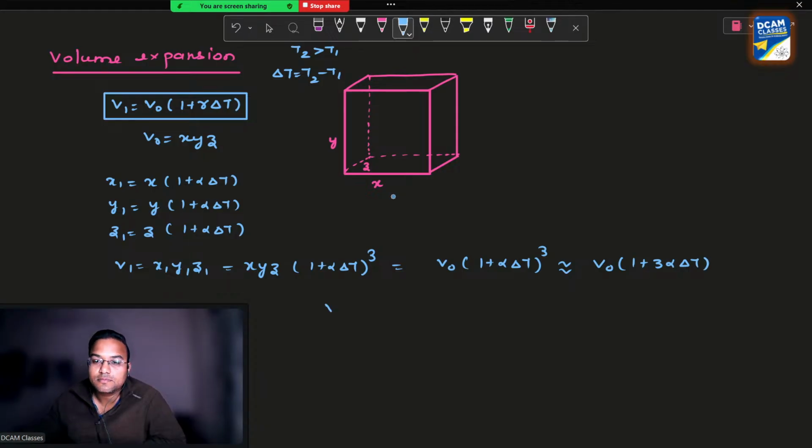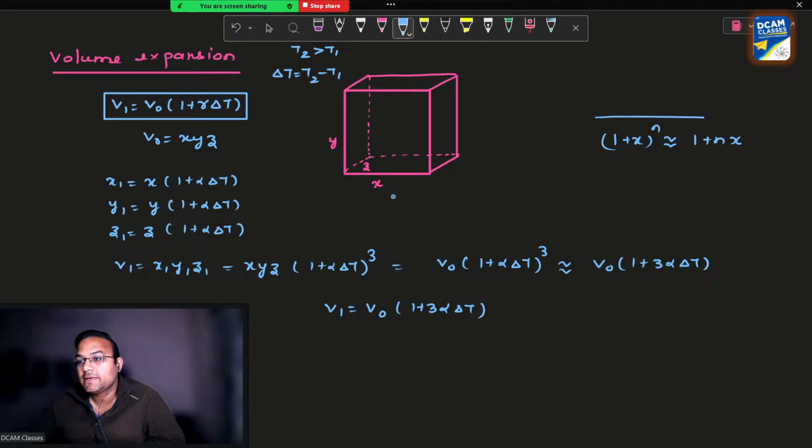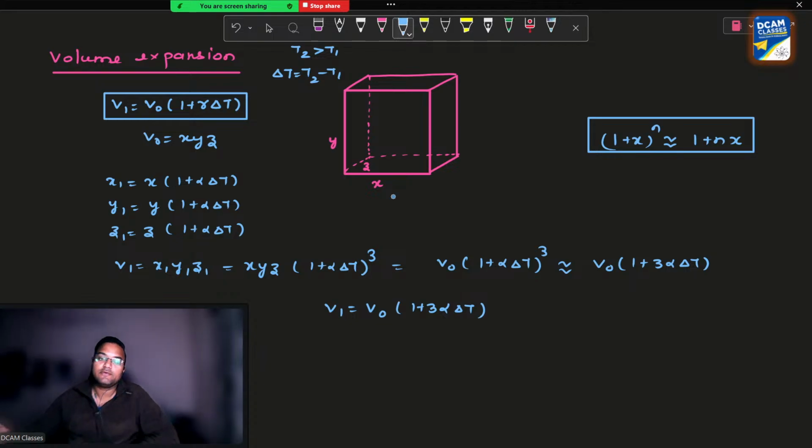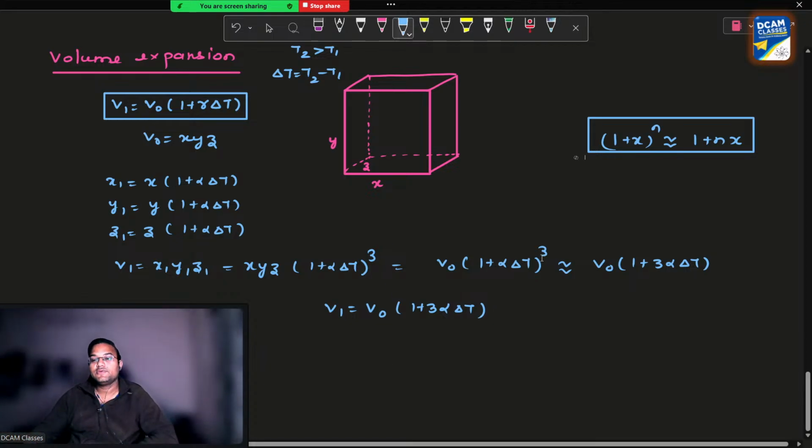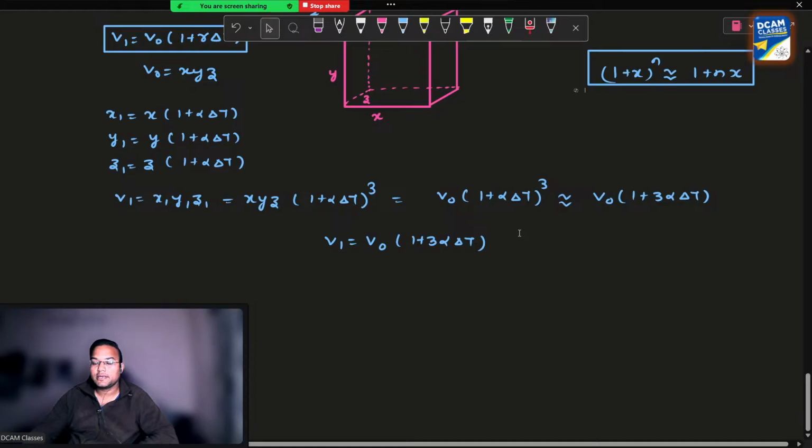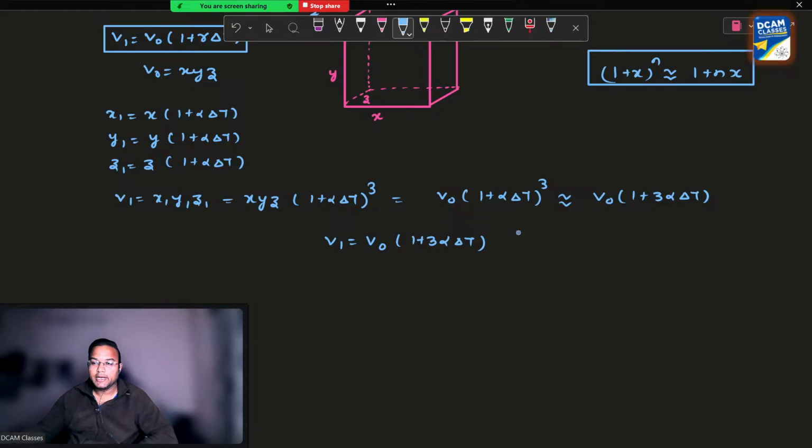Very good. So V1 will be equal to V0 into 1 plus 3 alpha delta T. Remember, we are using the binomial expansion 1 plus x whole power n is equal to 1 plus nx when higher powers are neglected. Why are we neglecting higher powers? Because the value of alpha, as you will see now, is very small, 10 power minus something. So we can neglect the higher powers of alpha T.